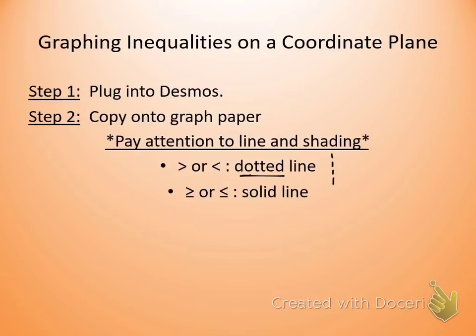If your symbol is greater than or equal to or less than or equal to, then your line is going to be solid. So you want to pay attention to that. Desmos is going to do it for you, but make sure when you transfer it onto graph paper that you put a dotted or a dashed line. Then you're going to notice shading on Desmos. Okay? Here's what you have to understand. There's not just one ordered pair that is going to make an inequality true. There is a whole lot of ordered pairs. So you're going to shade in the area that has all the solutions, all the ordered pairs that would make your inequality true. So pay very close attention to the shading, because that also has to be included when you transfer from Desmos on to graph paper.